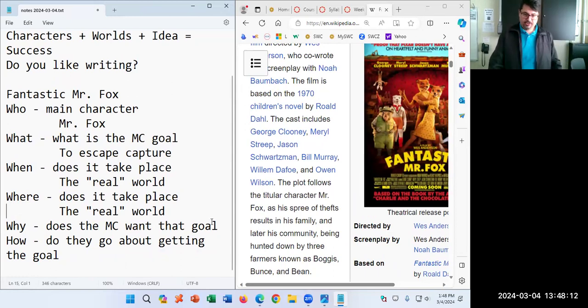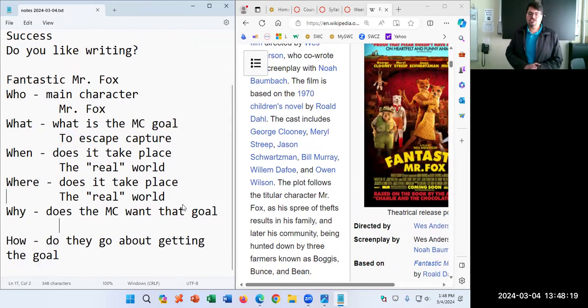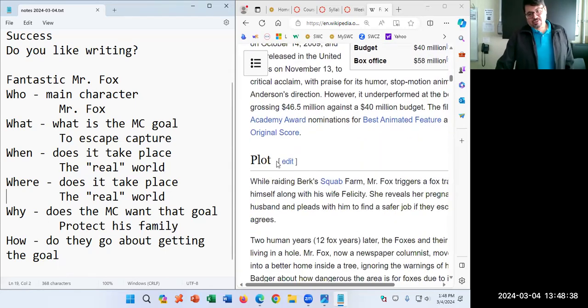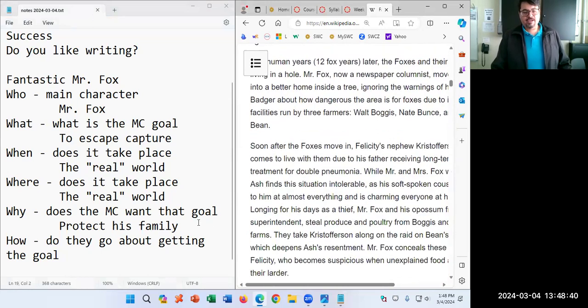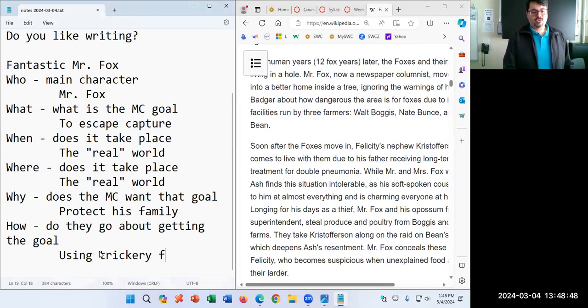Why does the main character want their goal? If I'm simplifying it to escape capture, well, why? Being captured is not good, so that's why I would want it. But maybe in a sense, to protect the family. They mentioned in the plot, protect his family. That's a reason I don't want to get captured. I want to protect my family. How do they go about it? That one's the longer answer, which is the whole plot, but I'm just going to say something like using trickery, like a crafty fox. Trickery. Of course.